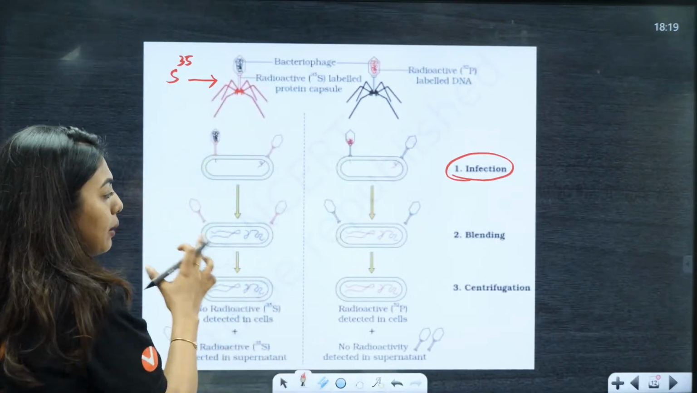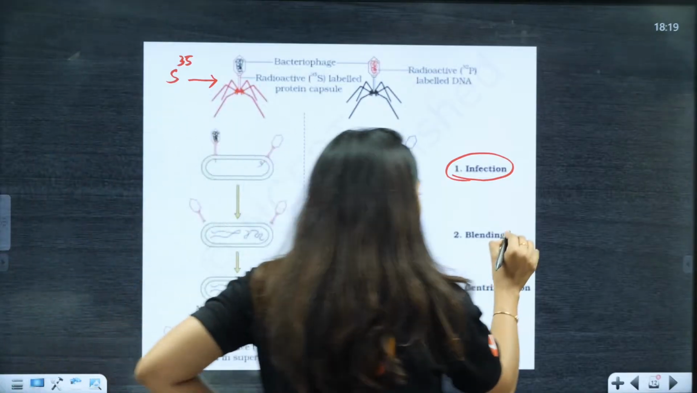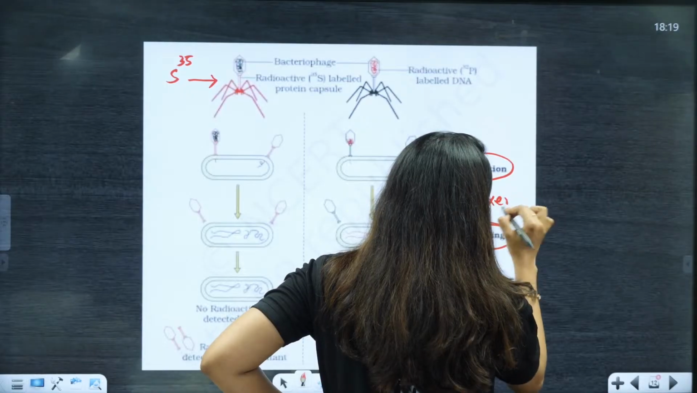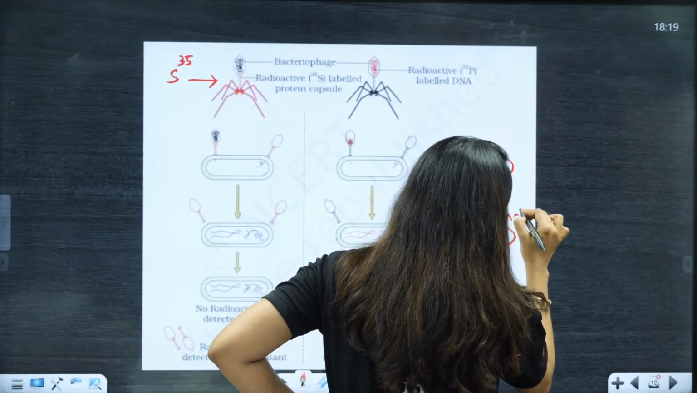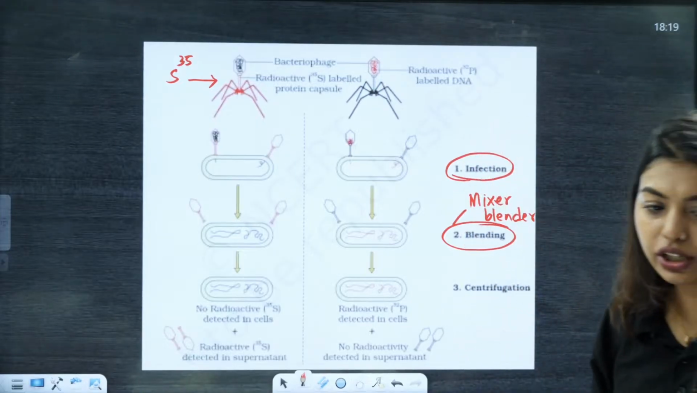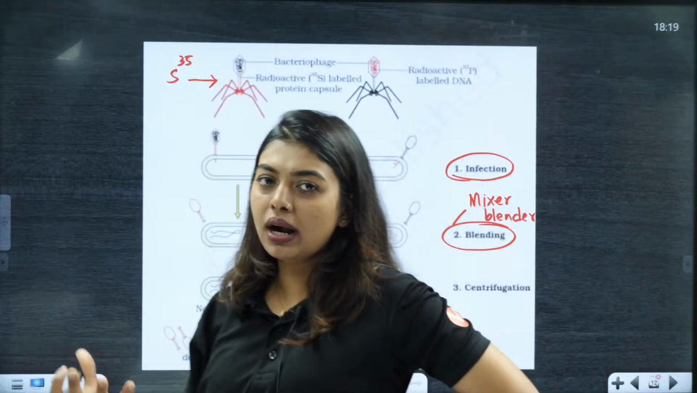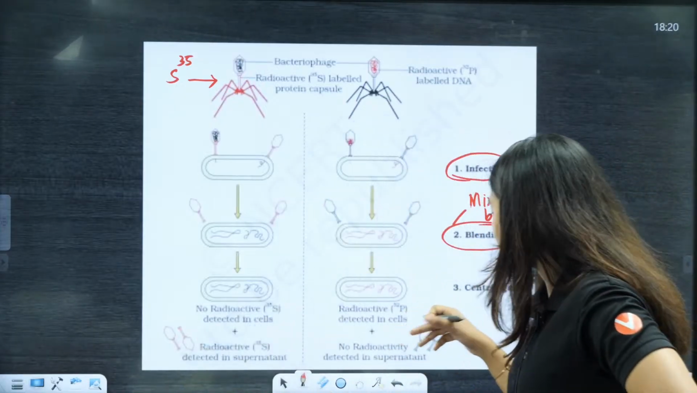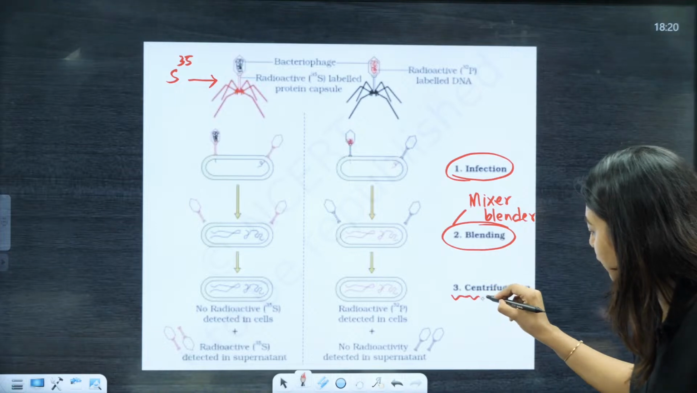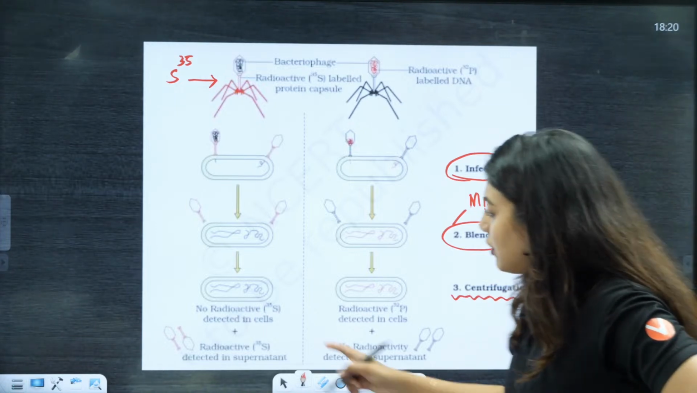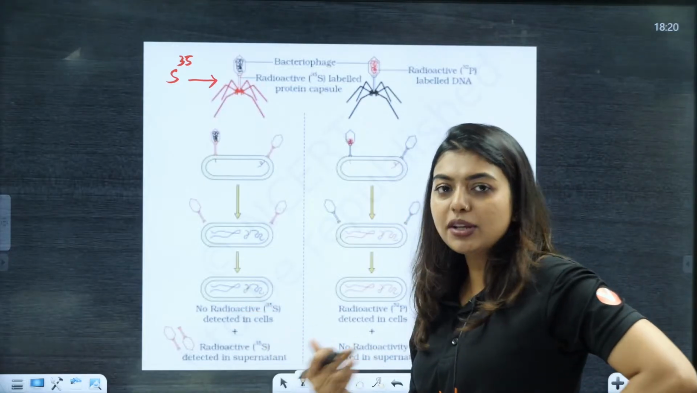Then the blending process, using a mixer blender. Using a mixer blender, we will be removing the protein coat. We will be removing the protein coat, so the genetic material, the DNA, will be inside. After that, what is going to happen? The process of centrifugation, where we will be checking.